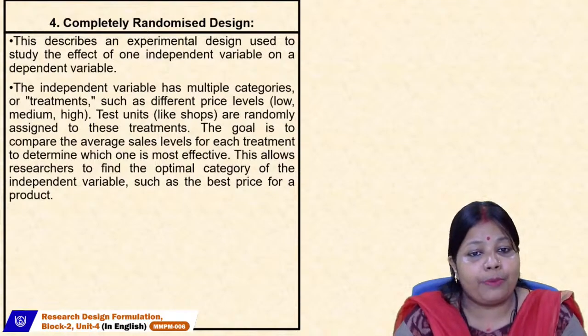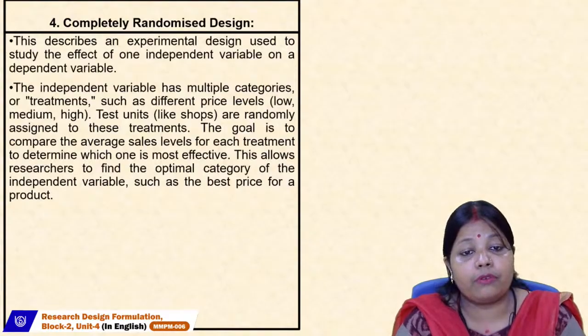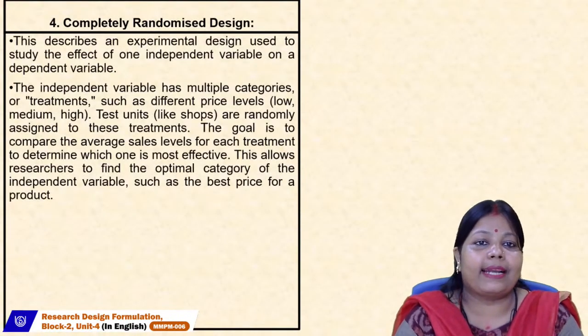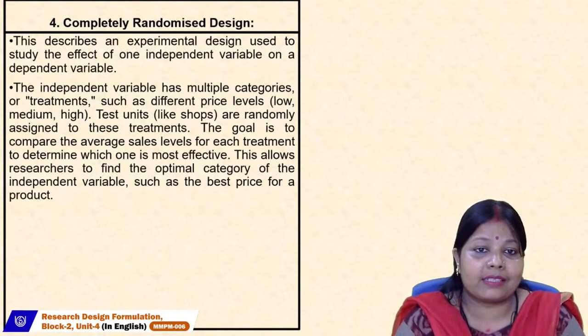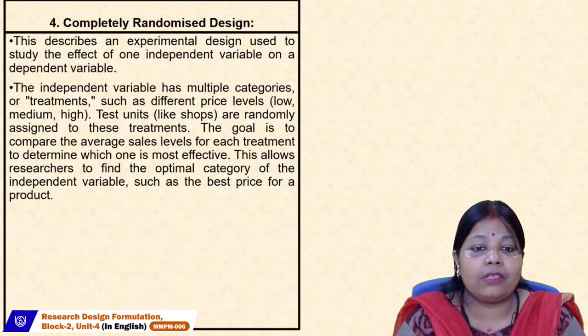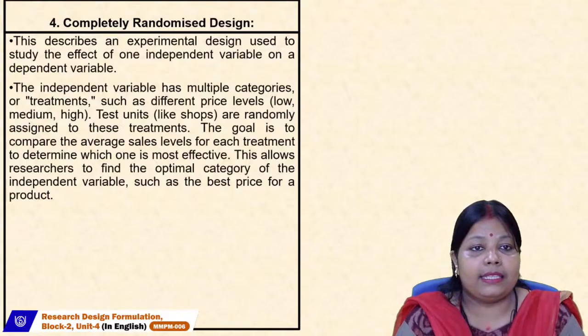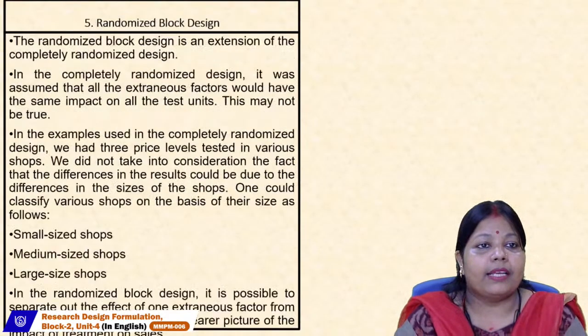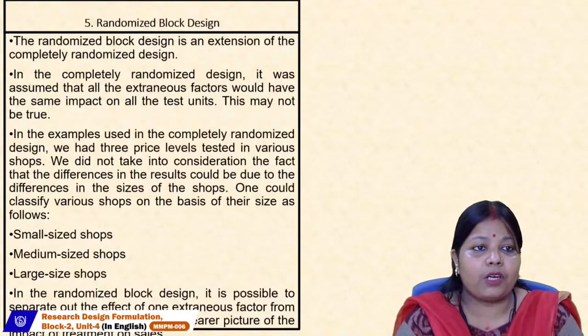So it is only possible that we can conclude or get the outcome most accurately if the total process is completely randomized. If any bias, any prejudice enters into the process, then we may not get the right conclusion in this completely randomized research design. The fifth one is randomized block design.